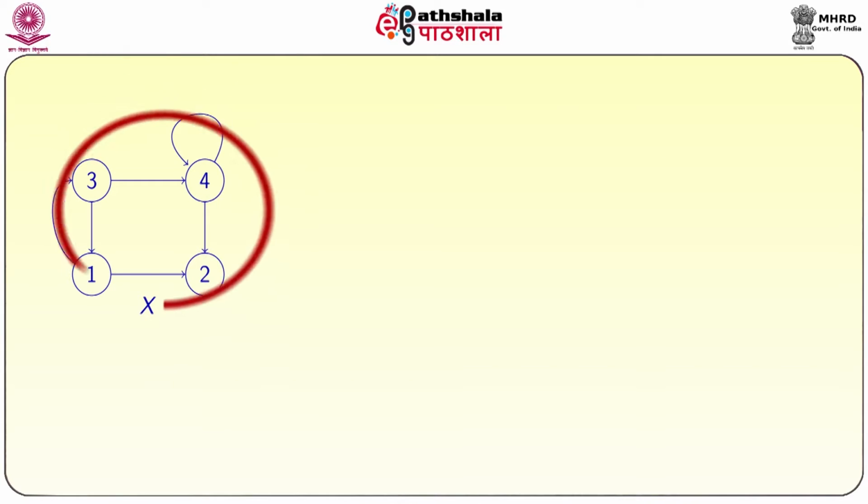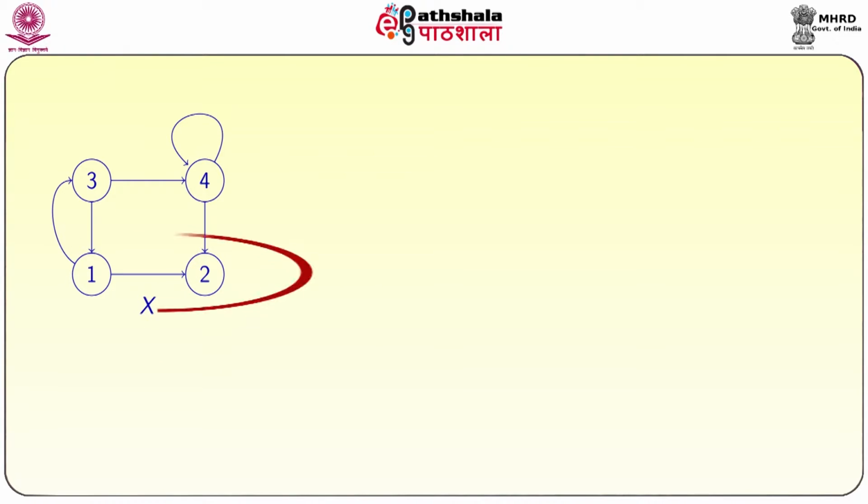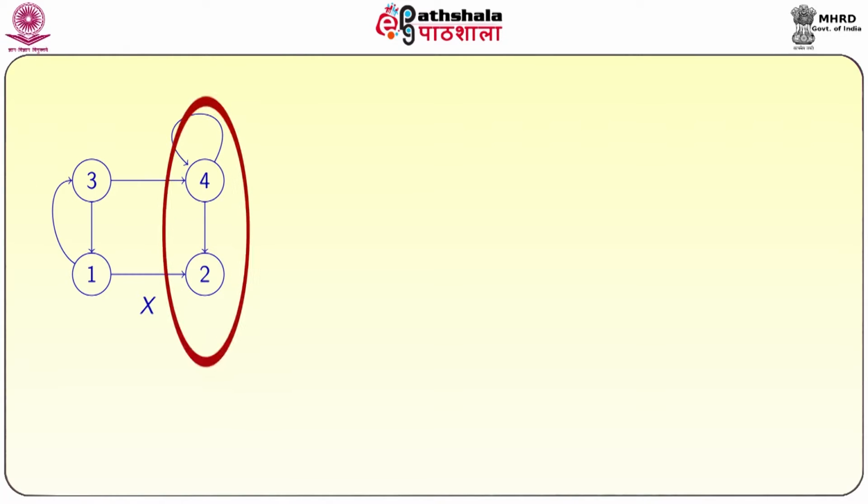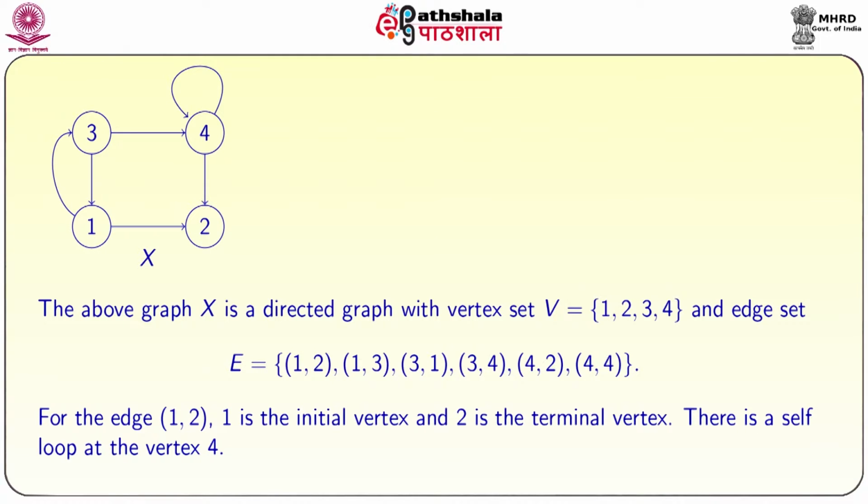An edge from u to u, that is same vertex to itself, is called a loop. For example, if you look at this graph, there are directed edges from 1 to 2, 1 to 3 as well as from 3 to 1, 3 to 4, 4 to 2, and there is a self loop at vertex 1, 4 to 4. That is, in the above graph X is a directed graph with vertex set as 1, 2, 3, 4 and edge set as ordered pairs. It is because it is a directed graph. So (1,2), (1,3), (3,1), (3,4), (4,2) and (4,4). The edge (1,2): 1 is called initial vertex and 2 is called the terminal vertex. Similarly for other edges. There is a self loop at vertex 4.